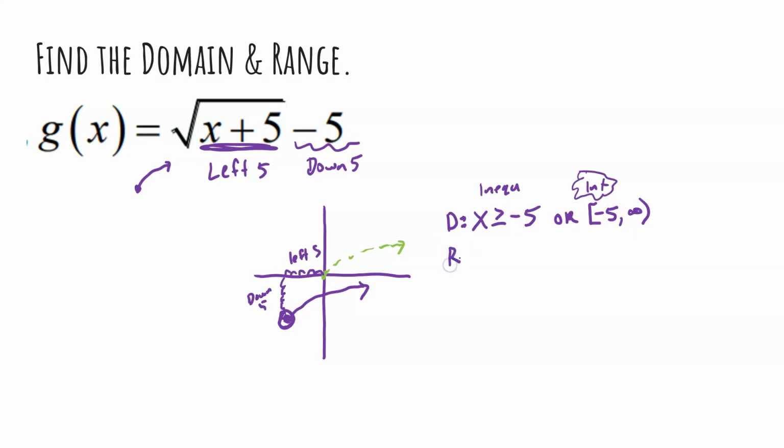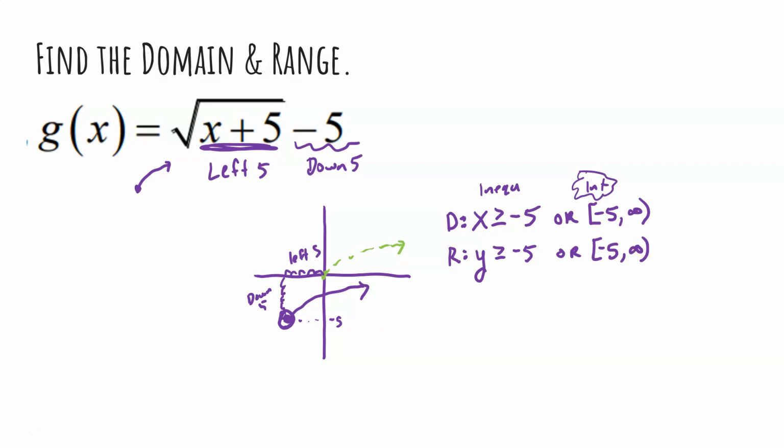All right, my range. Remember, that's affected by the shift up or down with the square root graph. So we went down 5, which means that the lowest point on this graph is at -5. So y has to be greater than or equal to -5 as well. But they're different -5s, okay? Or again, you could do -5, comma, infinity. Those say the exact same thing.